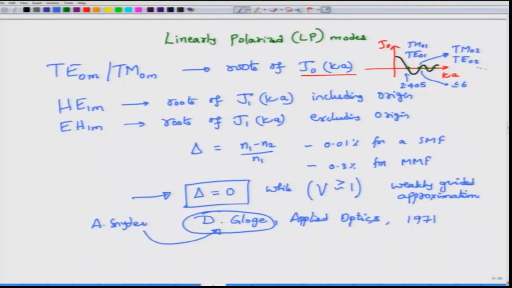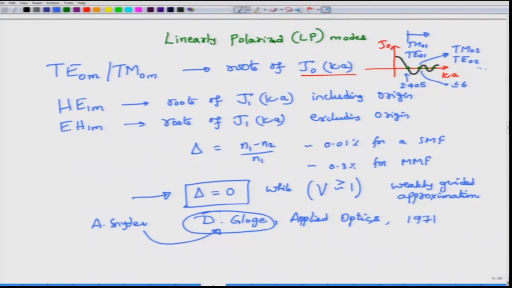Okay. So, as I told you, you would expect that TM0 or TE0 modes are the fundamental modes, because their cutoff is occurring at say 2.405, but please remember, only when kappa A increases beyond this value, then these TM01 and TE01 modes actually start propagating. So, for this region there are no TE or TM modes.